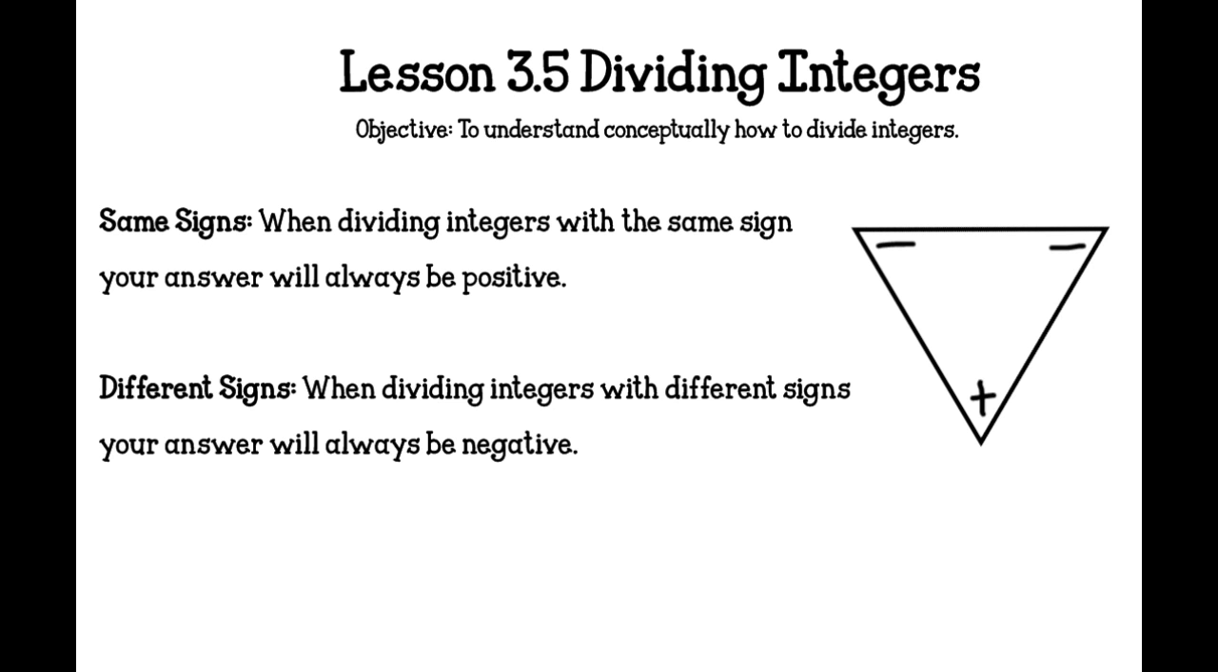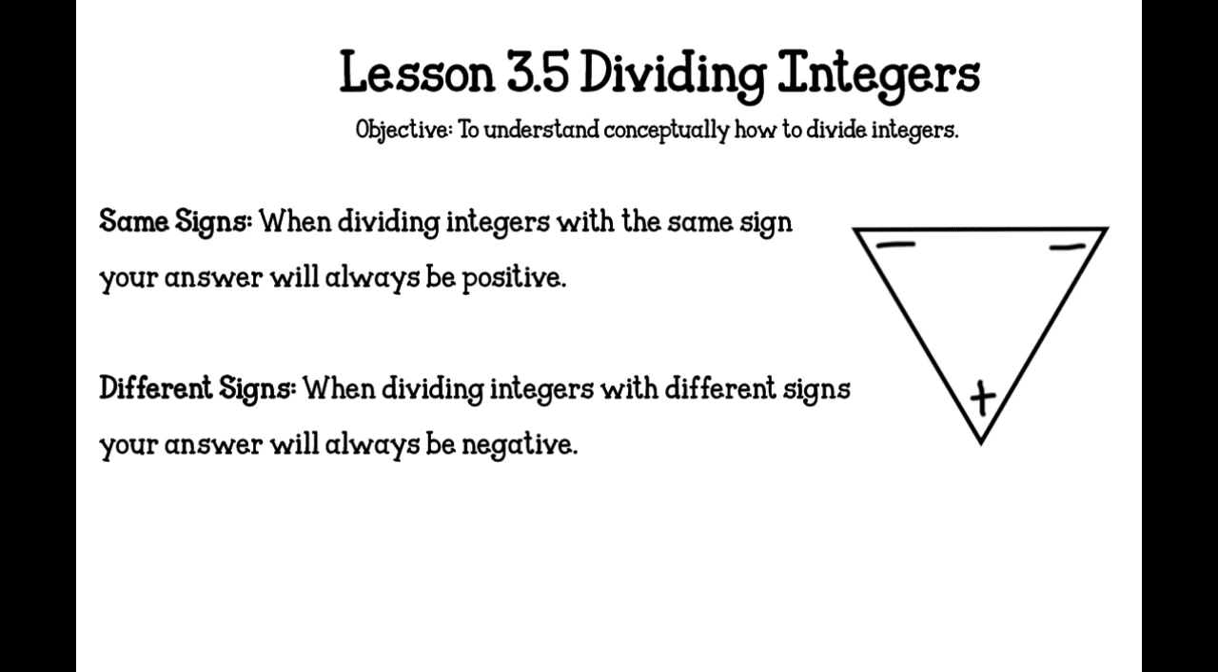It is the exact same thing as multiplying integers. You're just dividing the numbers. If you're dividing integers with the same signs, your answer will always be positive. If you're dividing integers with different signs, your answer will always be negative.